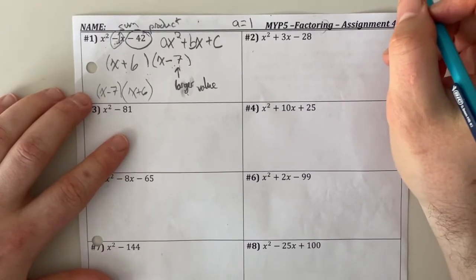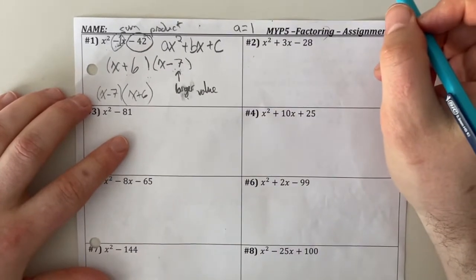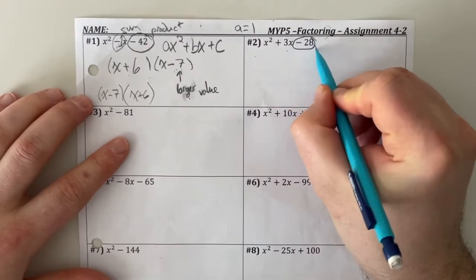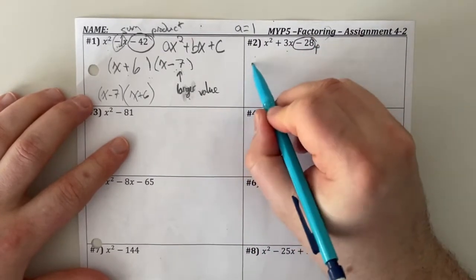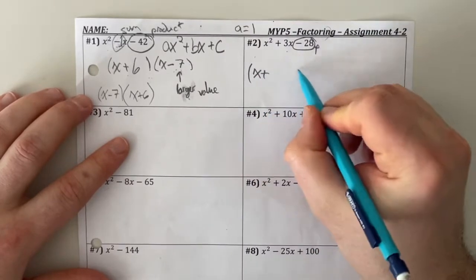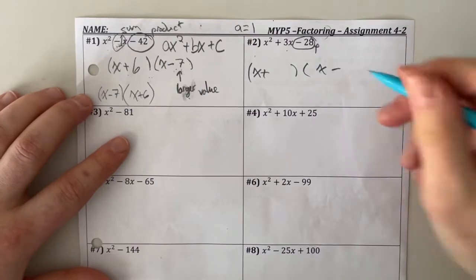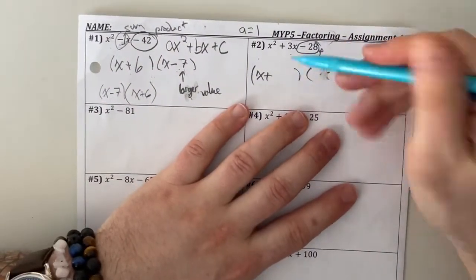So with number 2, we have x squared plus 3x minus 28. It's the same idea. Label your product. Since our product is negative, we have different signs. So I'm going to have x plus, and I'm going to have x minus. So make sure you can break that apart one step at a time.